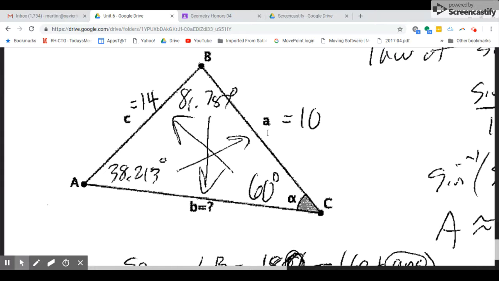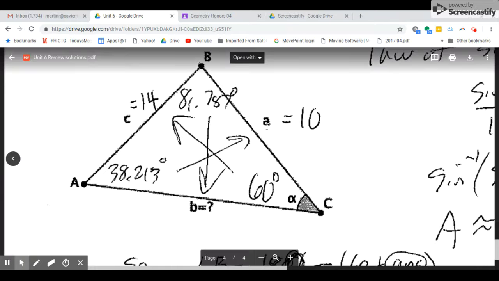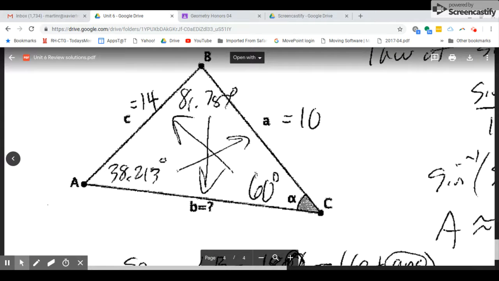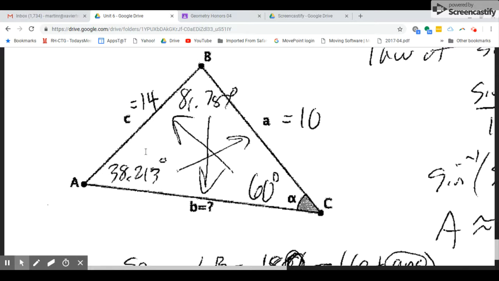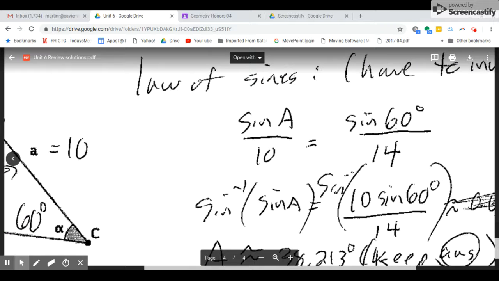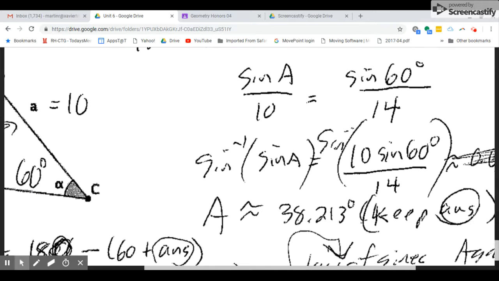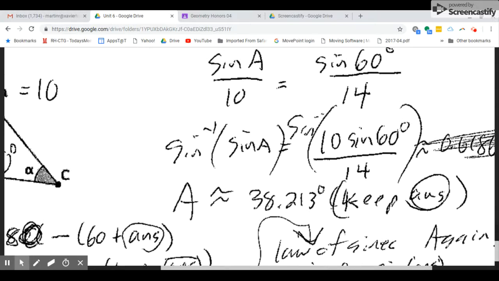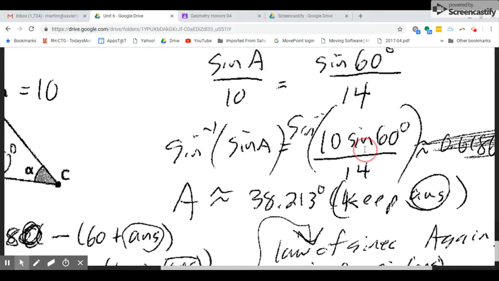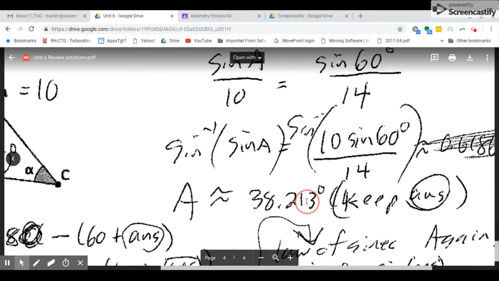So let's go back. We got two sides and an angle. The angle is not included, so it's not a classic law of cosines situation. See if we can use law of sines because we have a couple of opposite sides and angles. We have a 60-degree angle opposite 14, and we don't know this angle, but it's opposite 10. That gives us this equation right here that helps us find A. Inverse sine of this big guy right here, all this stuff, and you get 38.213.